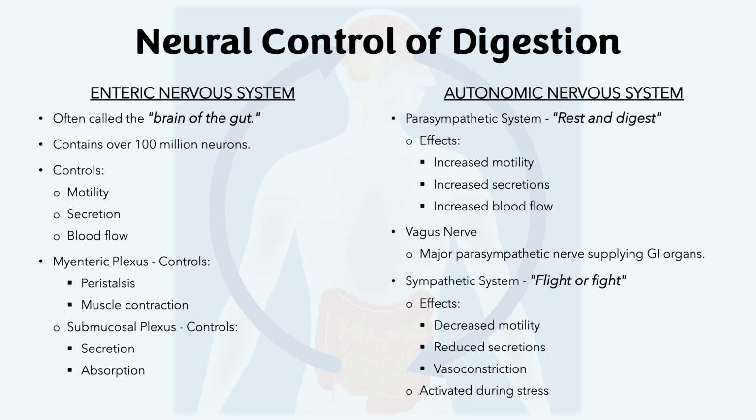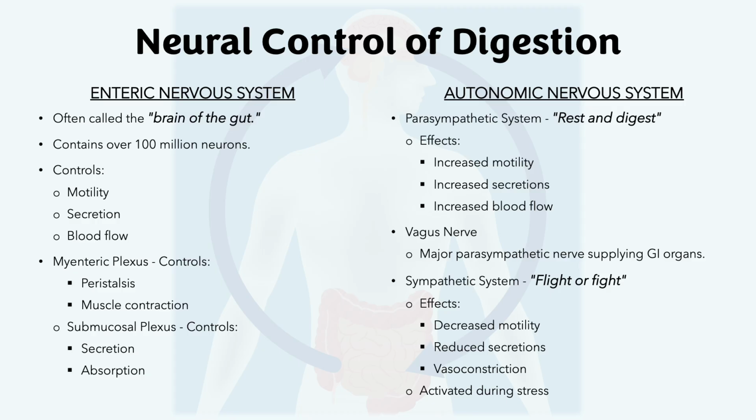The ENS contains more than 100 million neurons, and it can regulate many digestive functions independently, right? Its primary responsibilities include controlling motility, secretion, and blood flow, which all are very, very important. And it does this throughout the GI tract.